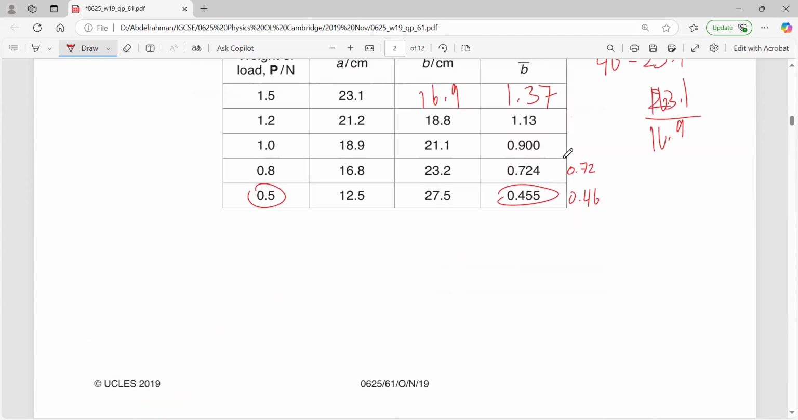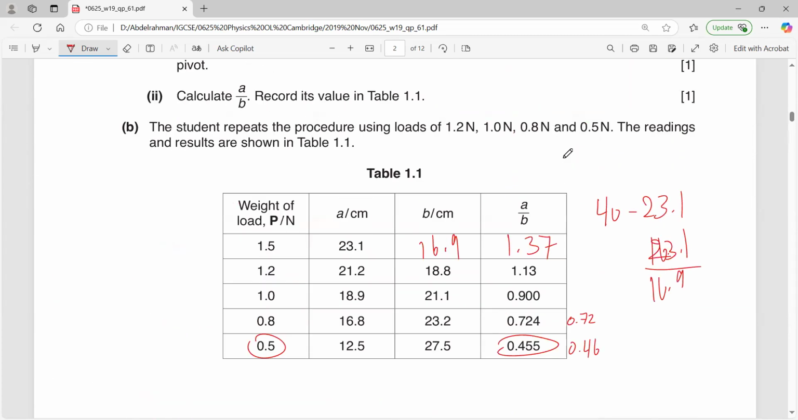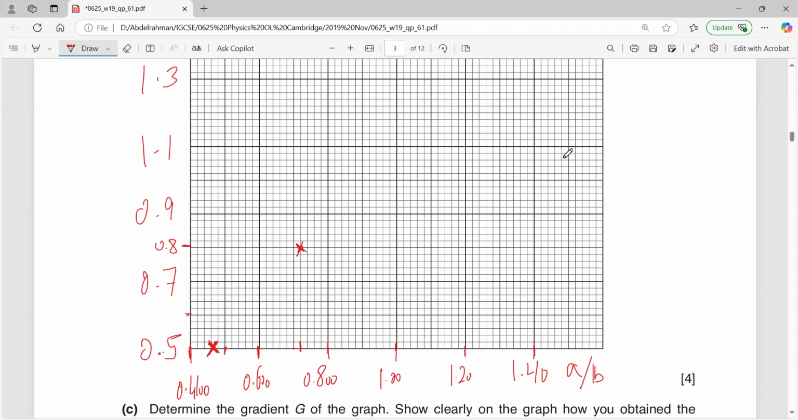Next point would be 0.9 and 1.0. I guess this is the easiest one. 0.9 and 1.0, which would be at this point exactly.